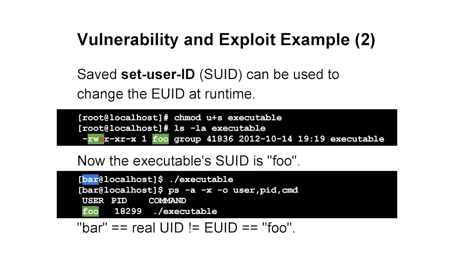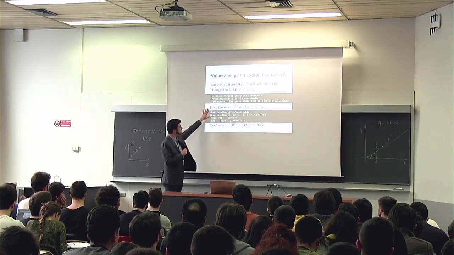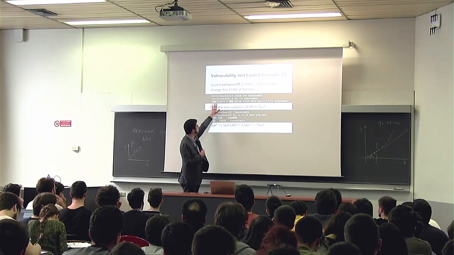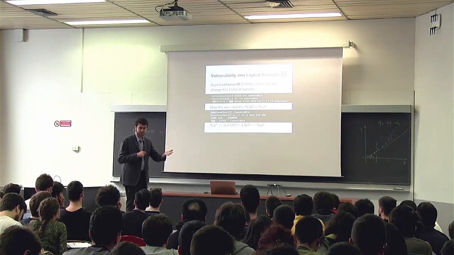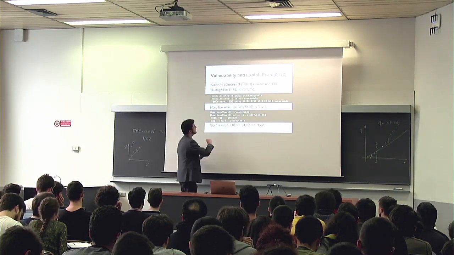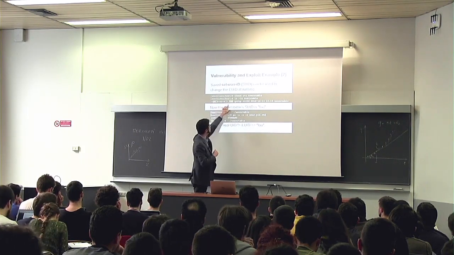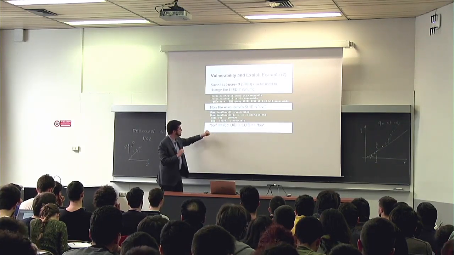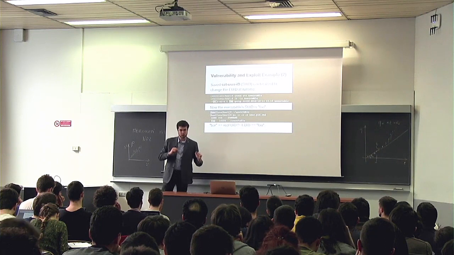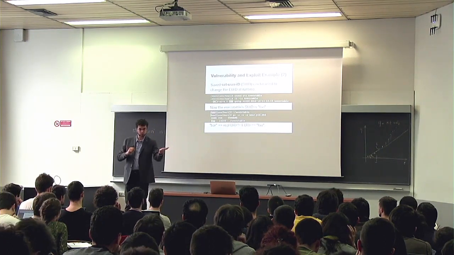It is done by using a concept called a set user ID, saved user ID. A saved user ID can be used to change the effective user ID at runtime. So if we have our program that is called executable still, but we change it by using the command chmod, saying that this is set user ID, what we are saying here is that this program is set user ID to its owner, which is foo. When bar executes the program, it actually executes with the privileges of user foo.